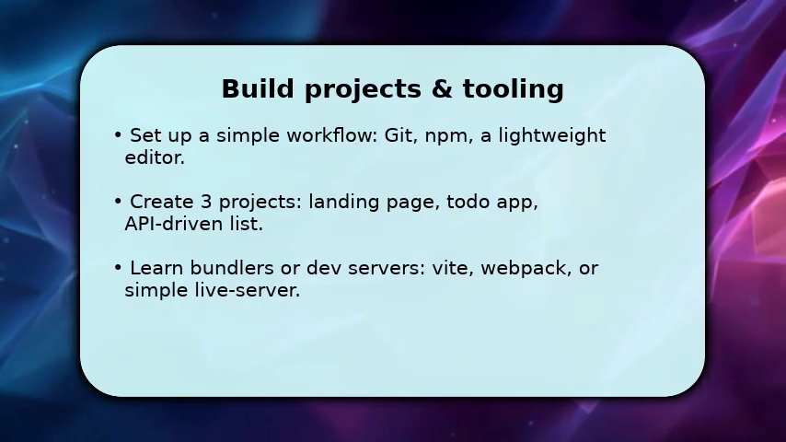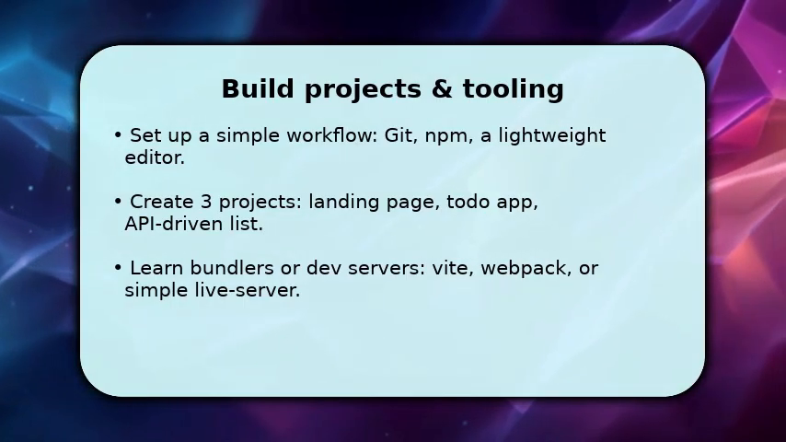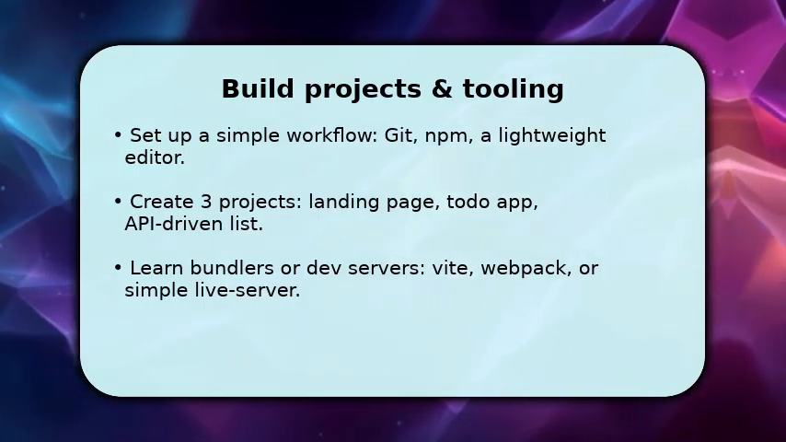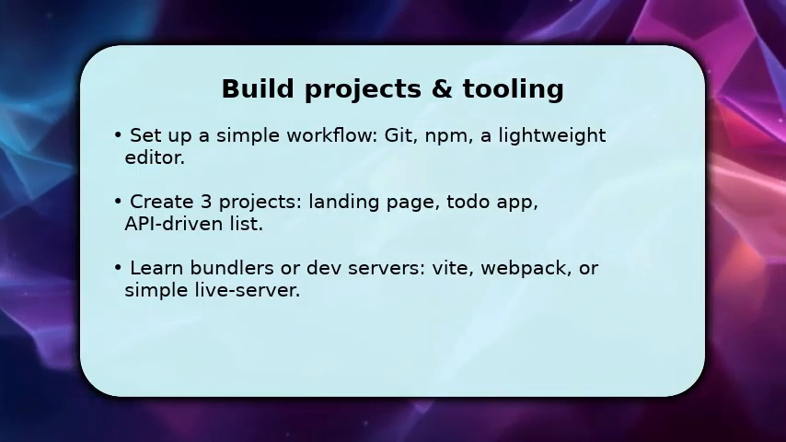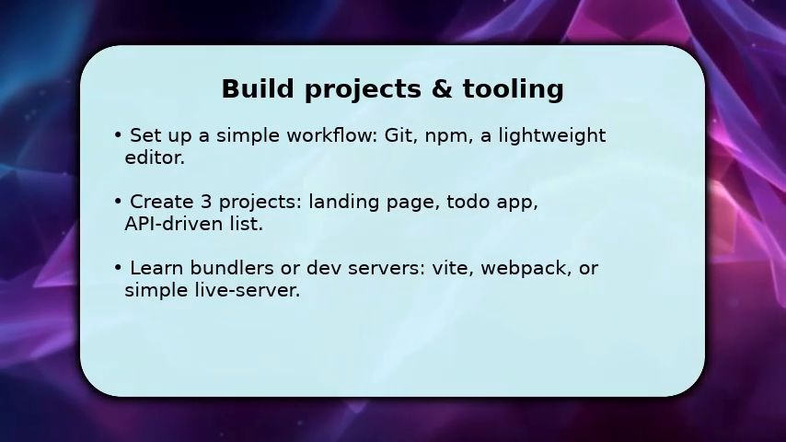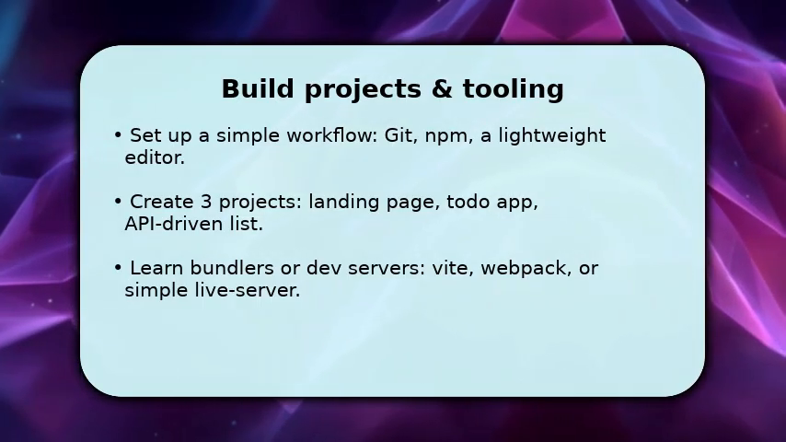Next, you move to practical tooling and focused projects. Start by setting up Git and an NPM workflow so your code is tracked and reproducible. This prevents lost work. Once done, scaffold 3 small projects that teach different concepts: a landing page for layout, a to-do app for state, and an API-driven list for async logic.